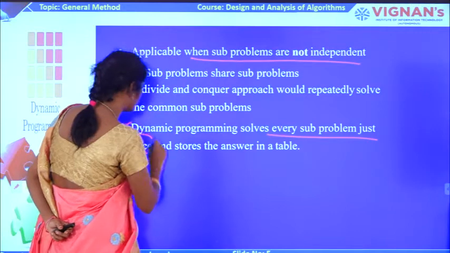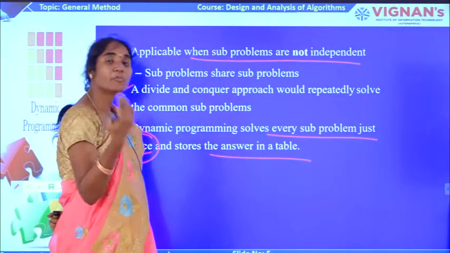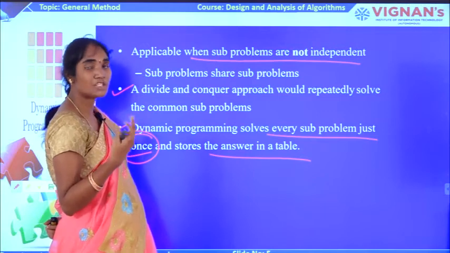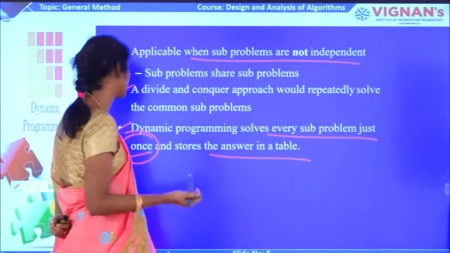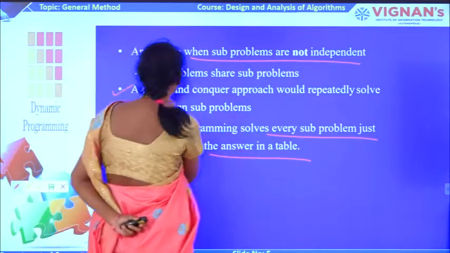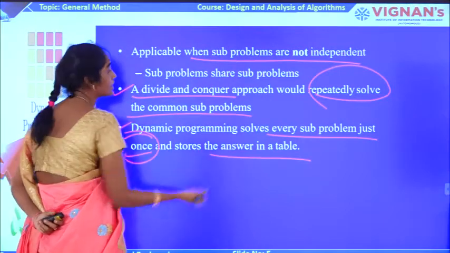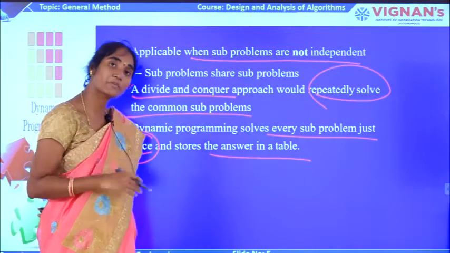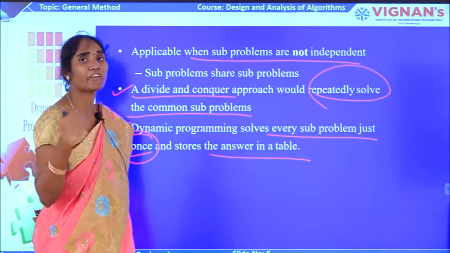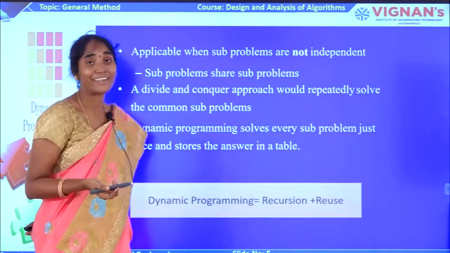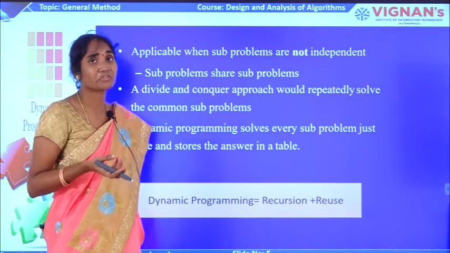Please remember, just once, and stores the answer in a table, and from there I am going to retrieve the corresponding smaller subproblem instances to have the solution for the larger instance. Whereas here in your divide and conquer approach, repeatedly we are going to solve the common subproblems. Common subproblems we are repeatedly solving, whereas here we are solving only once and we are reusing it. Finally, I can say, in short, the dynamic programming utilizes the recursion plus reuse.